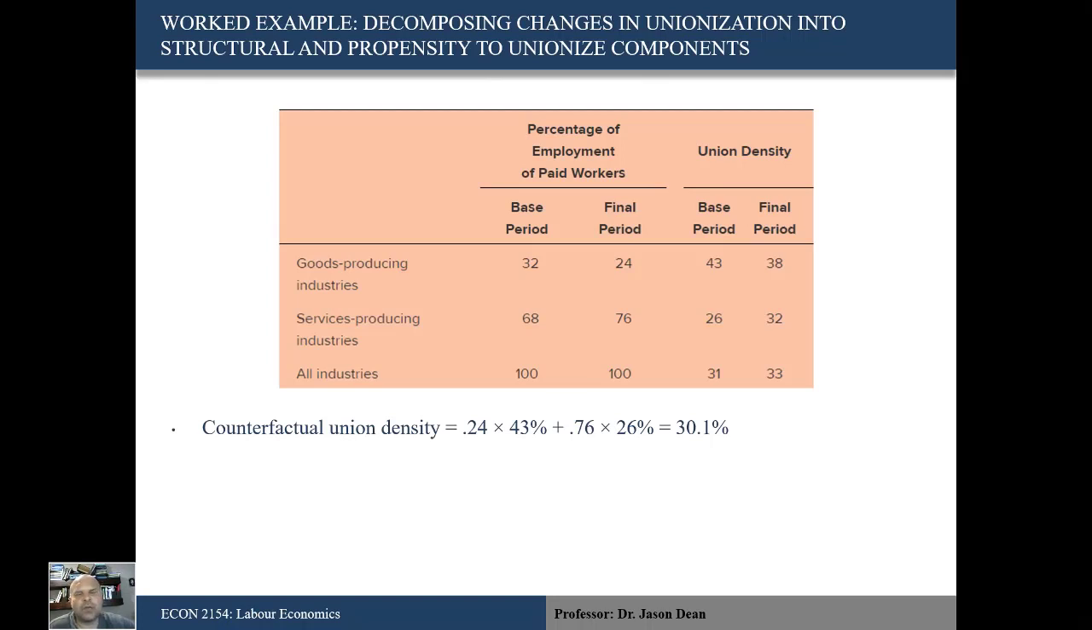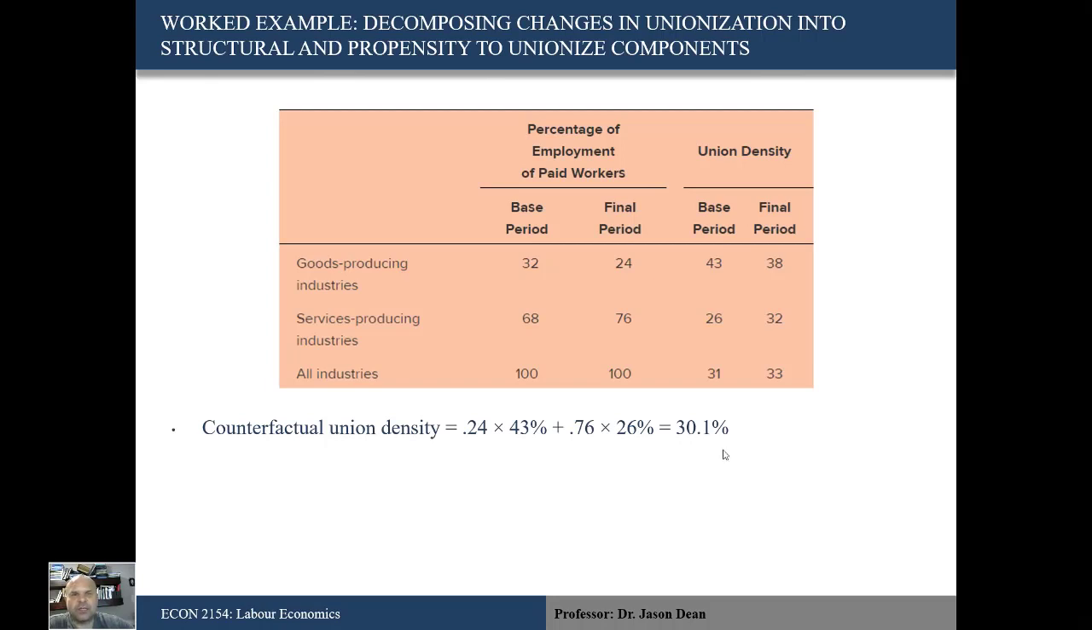So we could answer this question by doing the following calculation. If the union density had remained the same, then we're going to be just considering the 43 and 26. And then we're going to use instead the final period percent of employment of paid workers. So we're going to use the 0.24 and 0.76 as weights, and we're going to weight the base period union density 43 and 26. If we calculate this, we get that the counterfactual union density would be 30.1.